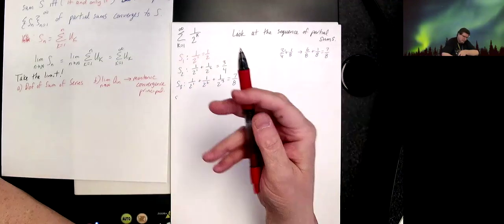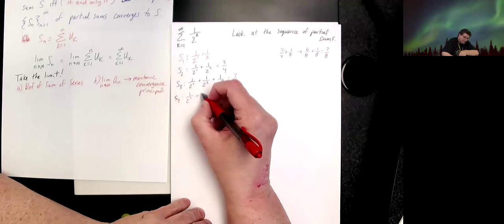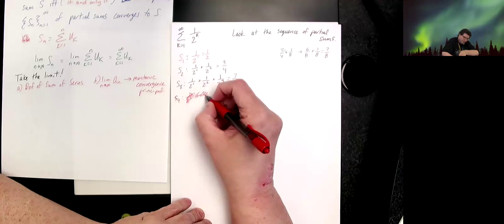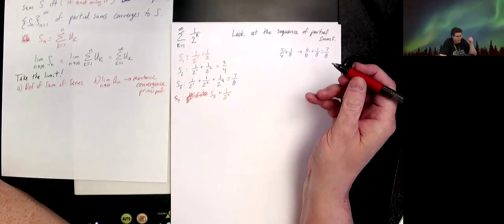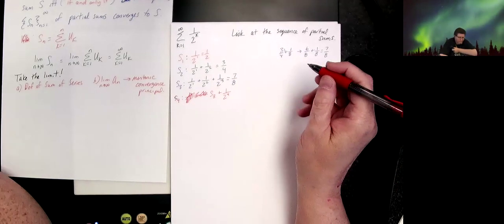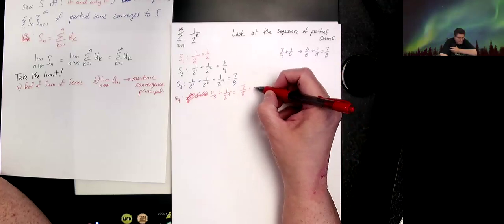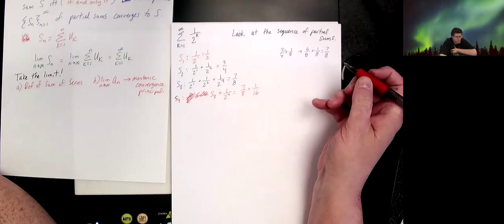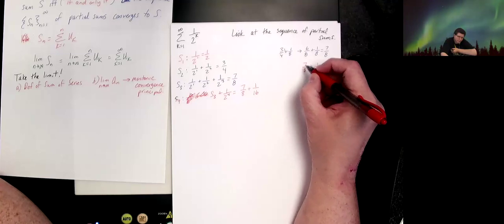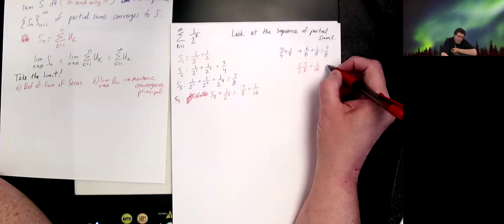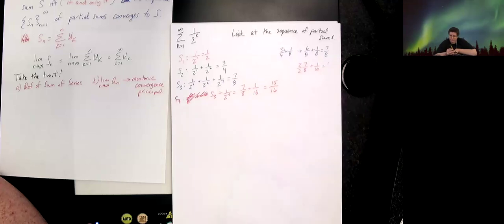Go back to red. S sub 4 here. You know what? Let's get smart. Let's write it as S sub 3 plus the new term. Oh, save yourself some writing. This is 7/8 plus 1 over 2 to the fourth power, which is 16. Multiply that by 2 over 2, and we're going to get 14 plus 1, 15/16.